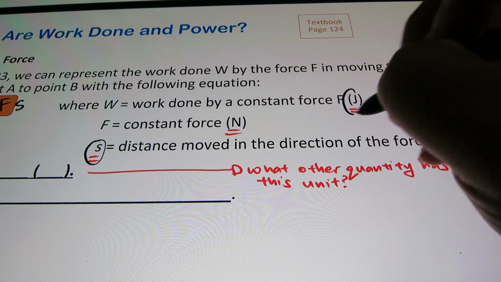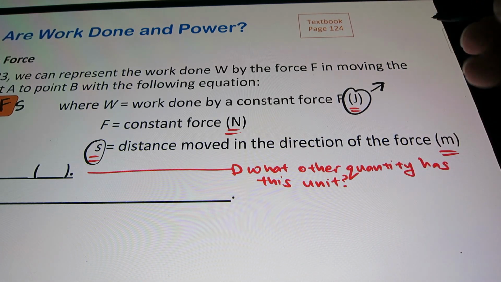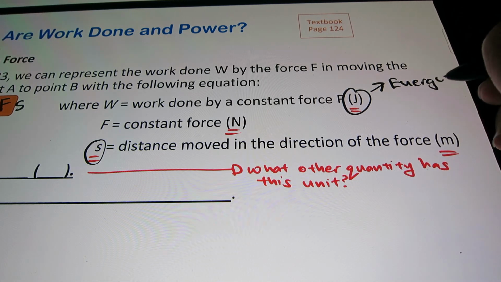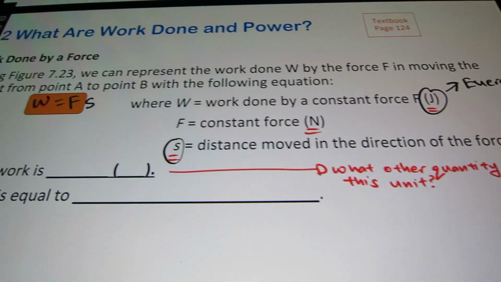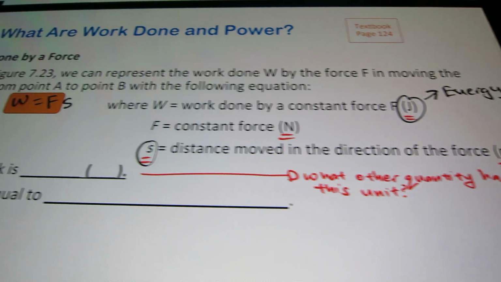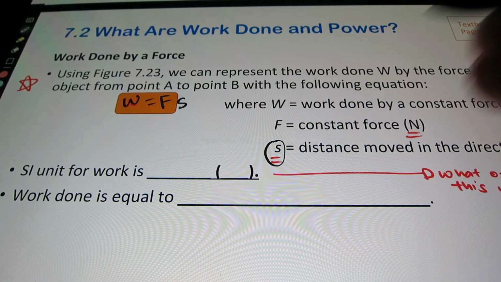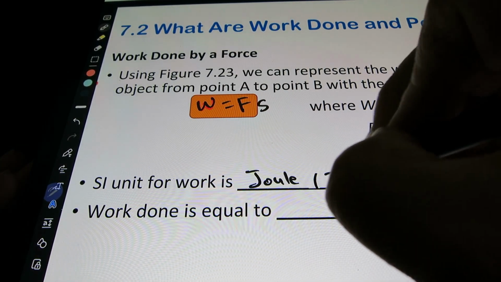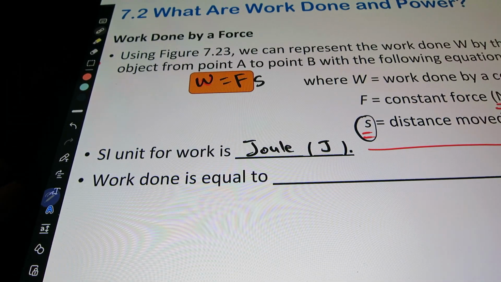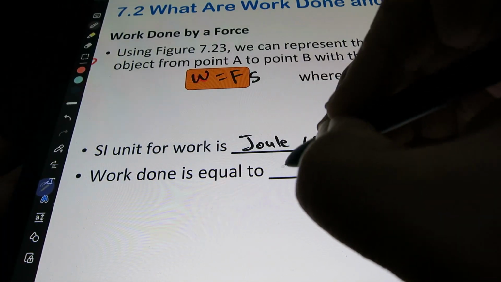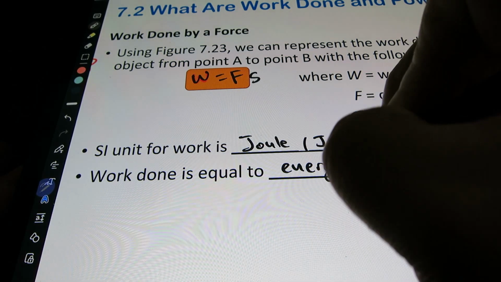Then you think about it, didn't I have a quantity that we learned is also in joules, which is energy? Force is in newtons, and the distance moved must be in meters. So the SI unit for work is actually the joule, which is the same unit as energy. So work done essentially is how much energy is being transferred.